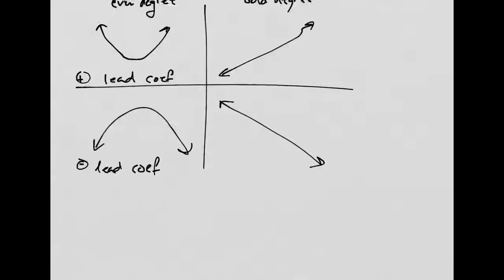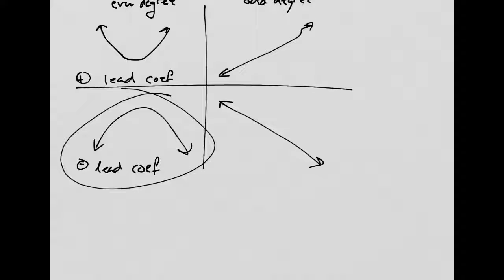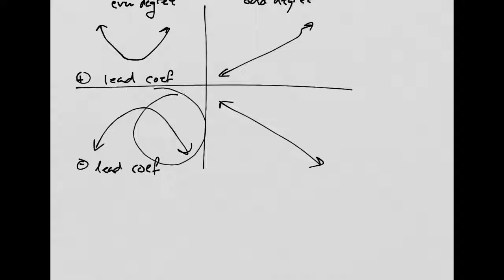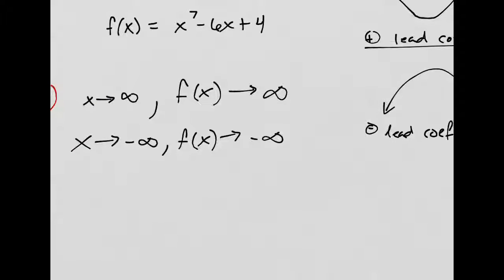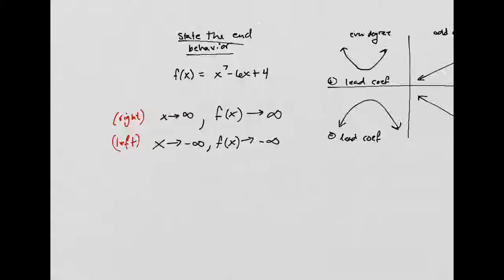If I had an even degree with a negative lead coefficient, on the right side I would be going downwards, and on the left side I would be going downwards. Something to note is that you can actually write it in the other direction. You can say as f of x gets really large, what happens to x? And it's just backwards, but it's the same thing. So I normally write it like this, though, x first. And there you have it. That's that example.